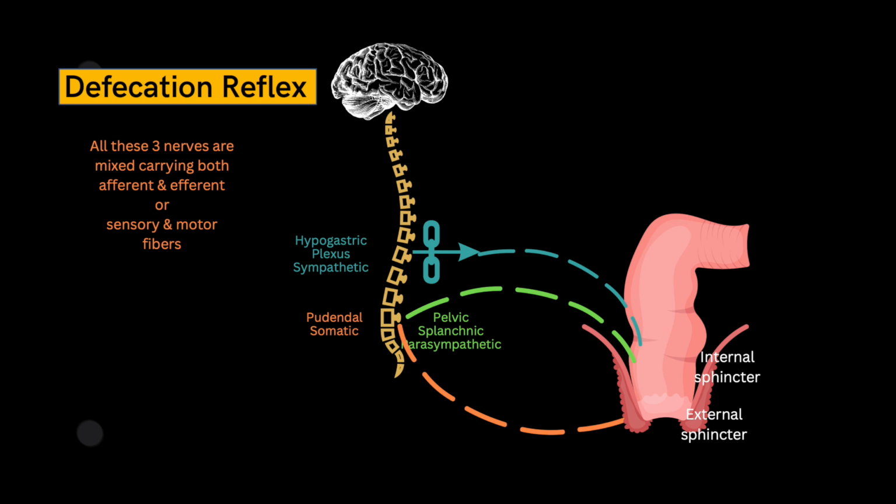Like the urinary bladder, the rectum and anal canal also have two sphincters, the internal sphincter and the external sphincter. The nerve supply is also exactly the same. Hypogastric plexus and hypogastric nerves are the sympathetic nerve supply, and the pelvic splanchnic nerve is the parasympathetic supply, which contracts the rectal muscles and helps in emptying. The pudendal nerve supplies the external sphincter, which gives voluntary control to the anal canal.